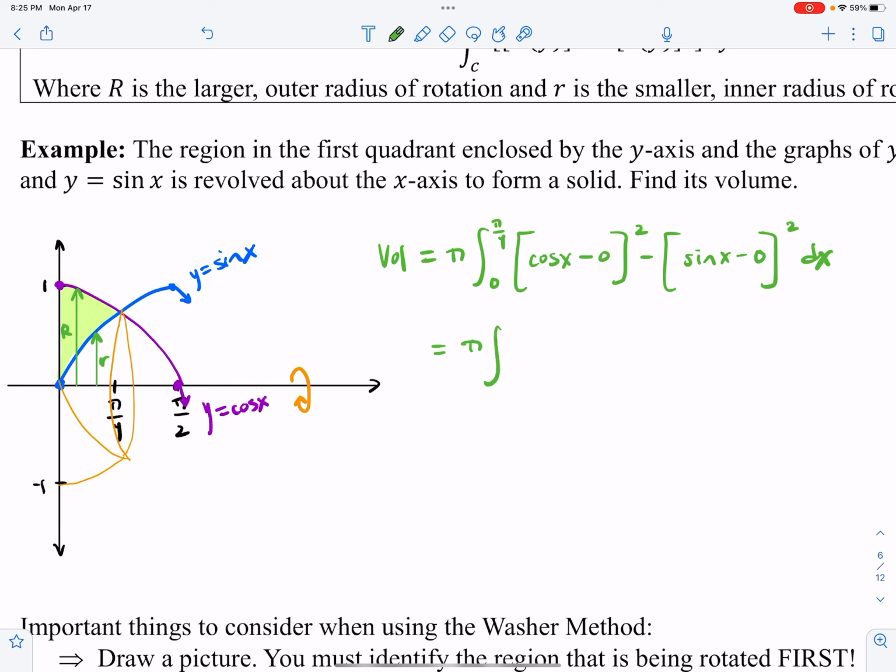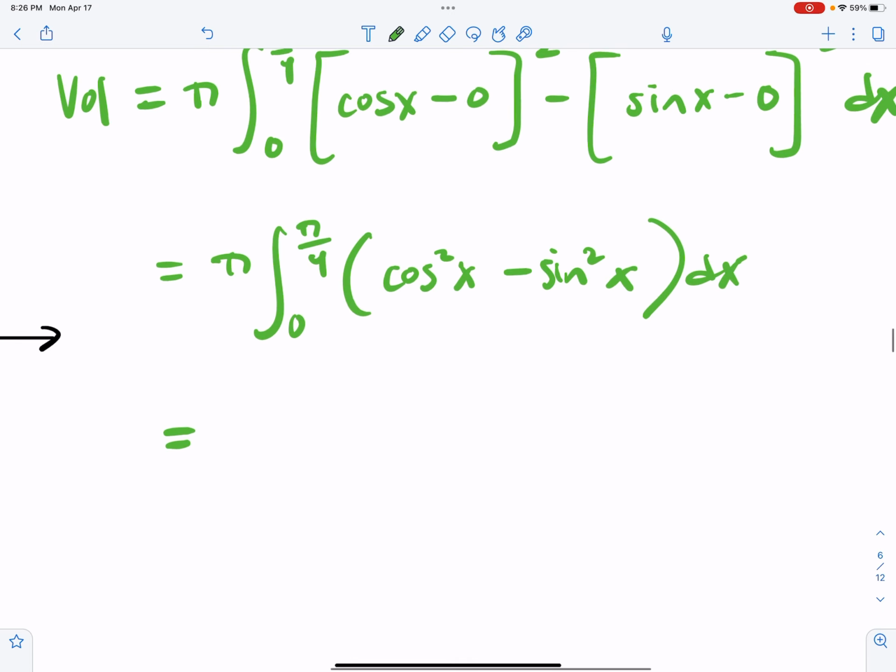Okay, so this becomes pi times the integral from 0 to pi over 4 of cosine squared minus sine squared. Somebody in class was like, I smell a trig identity, because you guys don't know how to integrate this as is. But you do know that cosine squared minus sine squared is the double angle identity, cosine of 2x. Right? Cosine, cosine, sine, sine. Okay, so we can rewrite that as cosine of 2x.